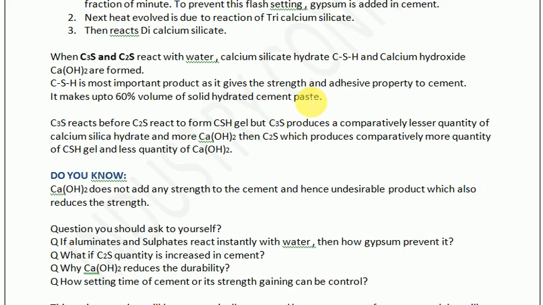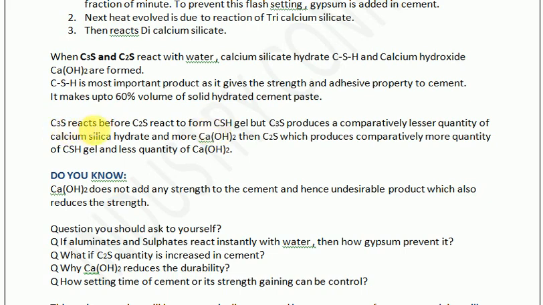Now once this water-cement reaction takes place, two products are formed. One is the CSH gel, which is entirely responsible for the strength, and the other is calcium hydroxide, which is a byproduct and does not contribute to the strength. Now let us understand how dicalcium silicate and tricalcium silicate make all the difference.